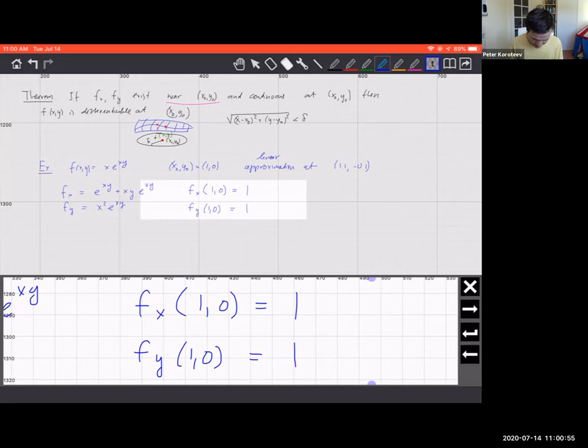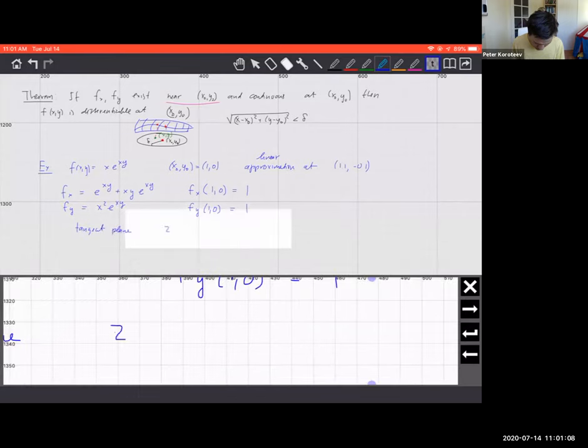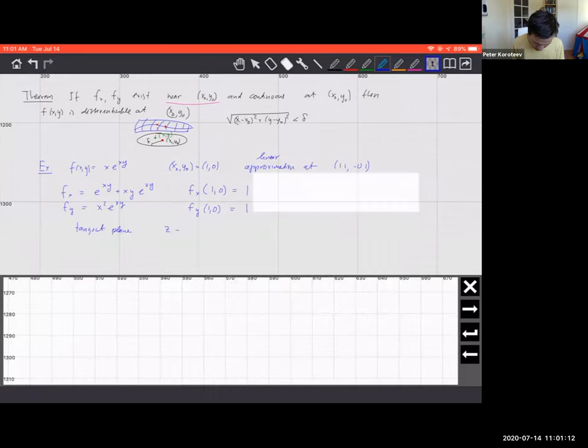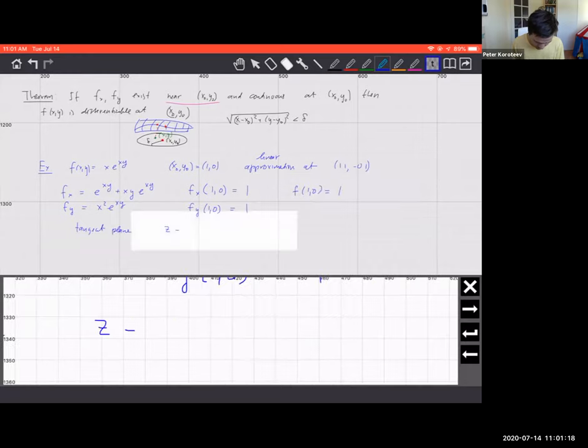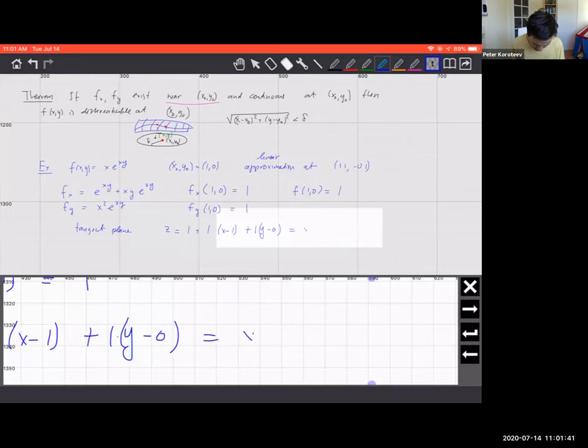And so therefore, the equation for the tangent plane will be z, and then the value of the function at 1, 0 is also equal to 1. So z minus 1, also z equals 1 plus 1 times x minus 1 plus 1 times y minus 0, or it's equal to x plus y.